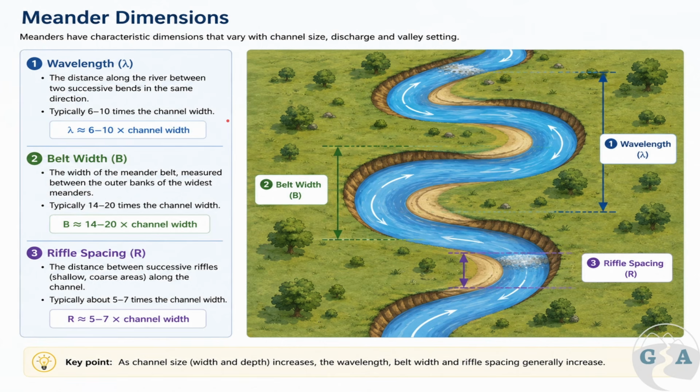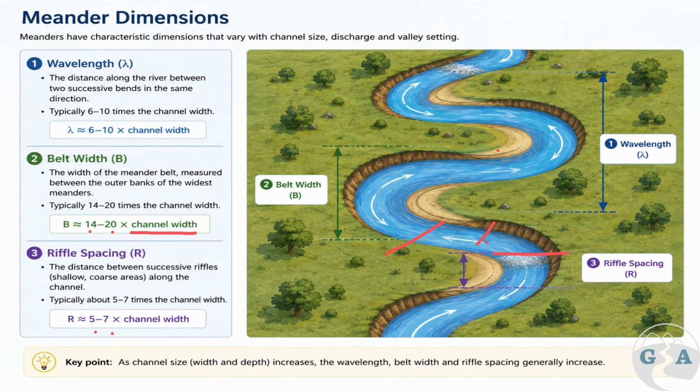Now, the meanders have a couple of interesting characteristics. If we look at the wavelength, the belt width, which is between here and here, and then the riffle spacing. The riffle is the little section in between the meanders, right? So just around here. And we look at the wavelength. We can see that the wavelength is usually about 6 to 10 times the channel width. The belt width always falls between 14 and 20, and the riffle spacing about 5 to 7 times the channel width, which is quite interesting.